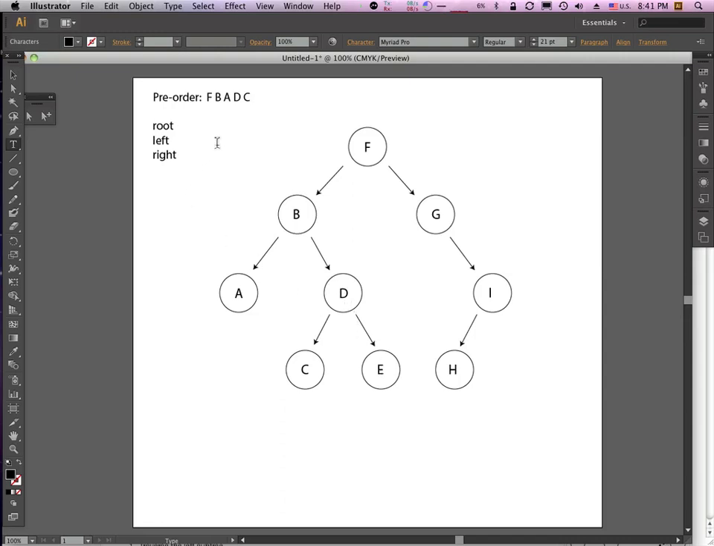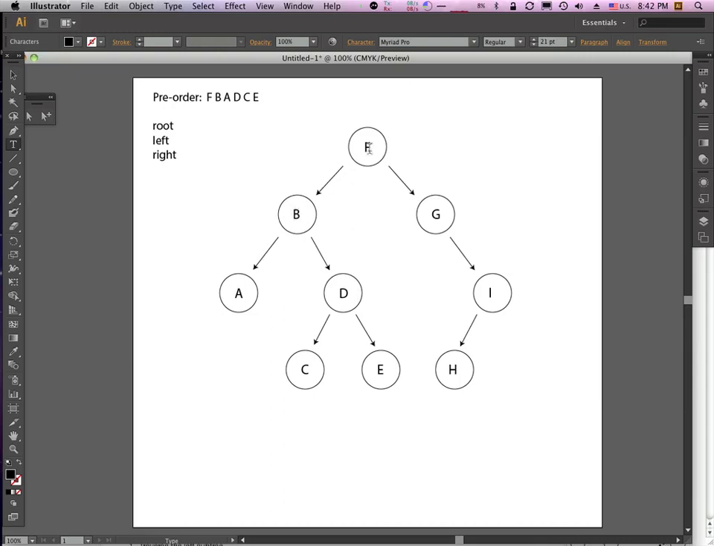E starts, it's going to print itself. Looks to its left, nothing. Looks to its right, nothing. So E is finished. We come back here, so now D did itself. Went to the left, and that's done. Went to the right, that's done. So the D instance is done. Come back here, well, B did itself. It did its left, it did its right, so now it's done.